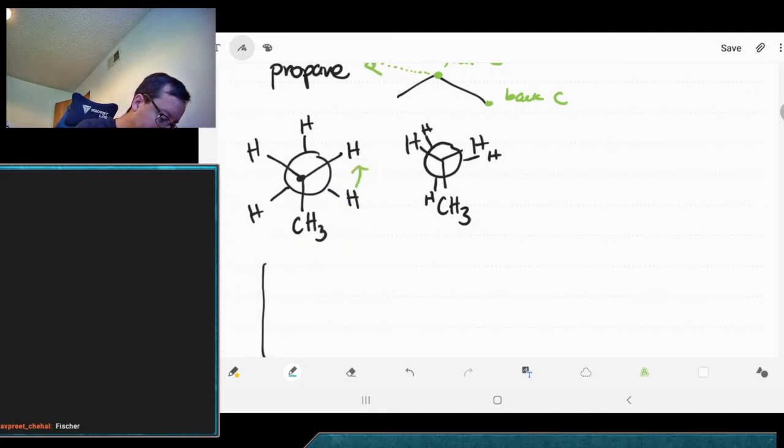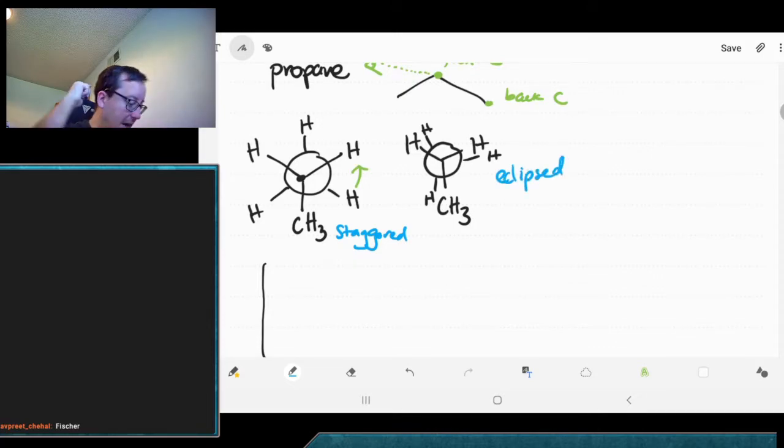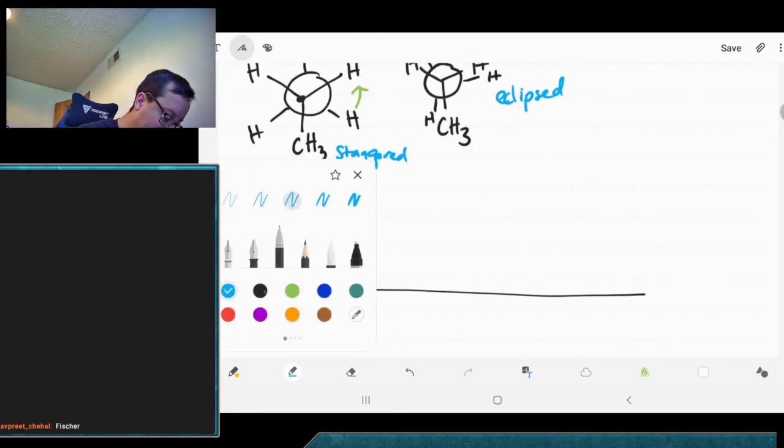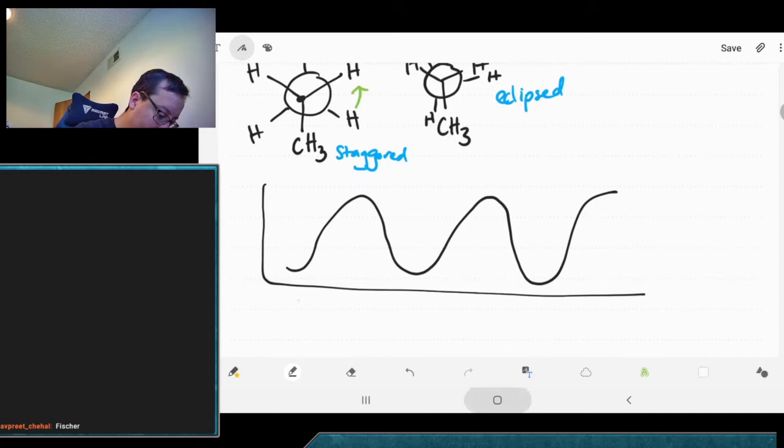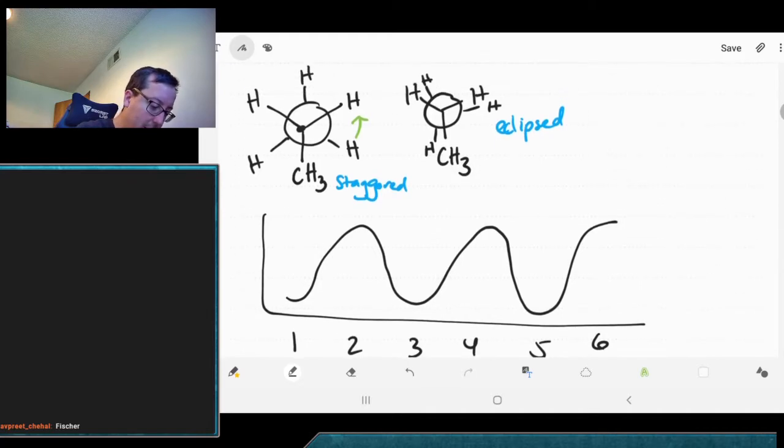So remember, this is still staggered. This one is eclipsed. And if we keep rotating, we're just going to go back and forth between the staggered and the eclipsed, right? There's really no difference between one staggered and the other staggered. And so we're going to have the same kind of energy diagram as we go through, from state 1, 2, 3, 4, 5, 6. This will be what states 1, 3, and 5 look like. 2, 4, and 6, it's really much the same.